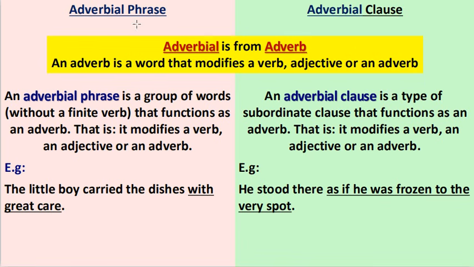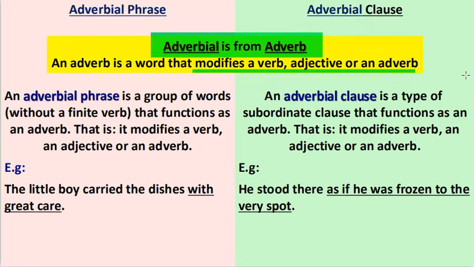Because we are treating adverbial phrases and adverbial clauses, we have to know the meaning of the word adverbial. The word adverbial comes from adverb. Adverb is a part of speech, and it is a word that modifies a verb, an adjective, or an adverb. Basically speaking, adverbs describe verbs, adjectives, and other adverbs. But we should acknowledge that adverbs describe more verbs than adjectives and adverbs. So we might want to focus a little bit more on verbs than the remaining two parts of speech that adverbs do modify.